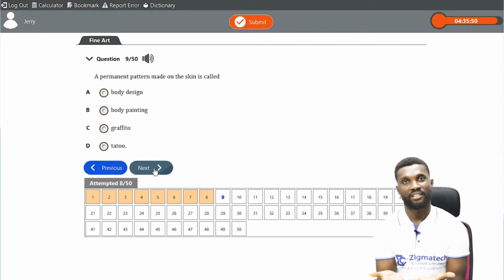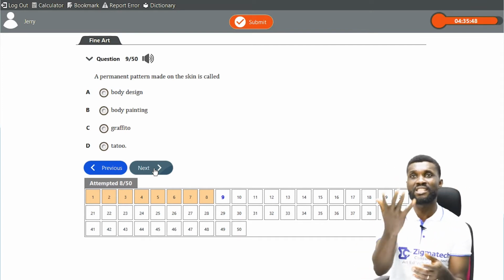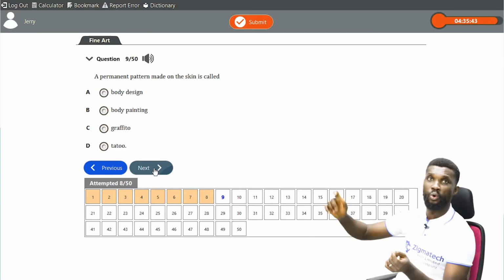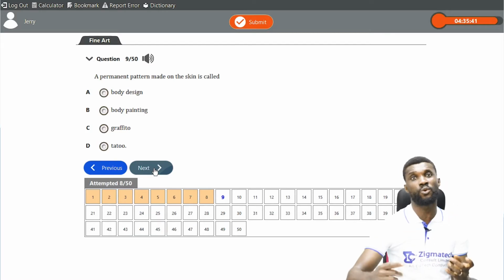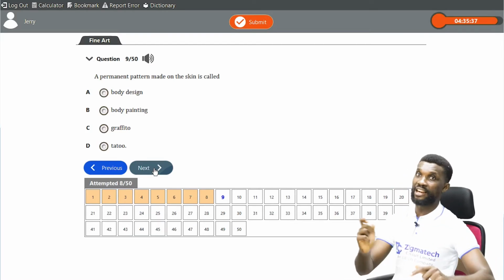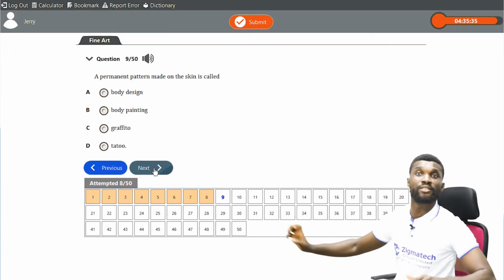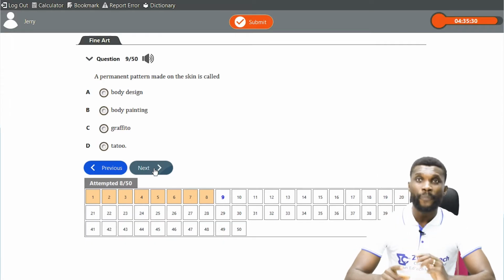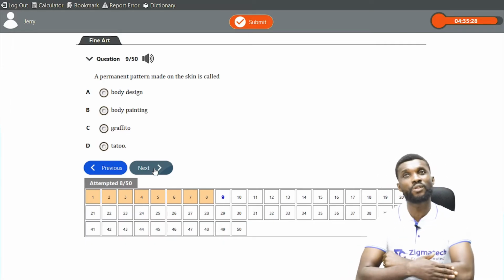They are not permanent. There's a lot of works that are not permanent. Then C is graffito. Now graffiti or graffito is painting on the wall. The word for graffiti in Africa is known as what? Mural. We call graffiti mural in Africa. When you use your spray paint to paint on the wall, that is known as what? Graffiti.